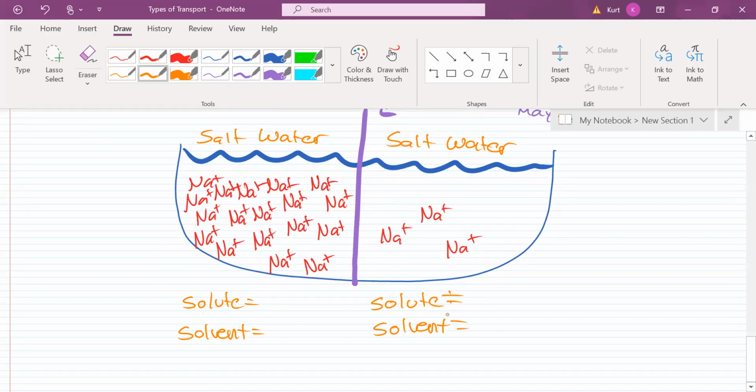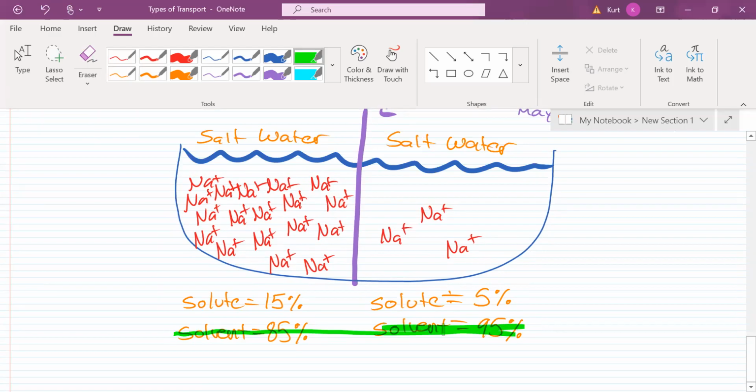So let's just say that on the left, the amount of solute is 15%, and the amount of solvent, which is water, is 85%, okay? Now, over here, let's say it's about 5% solute, 95% solvent. I want you to ask yourself, which side has more water? The left or the right? We have 85%, we have 95%.